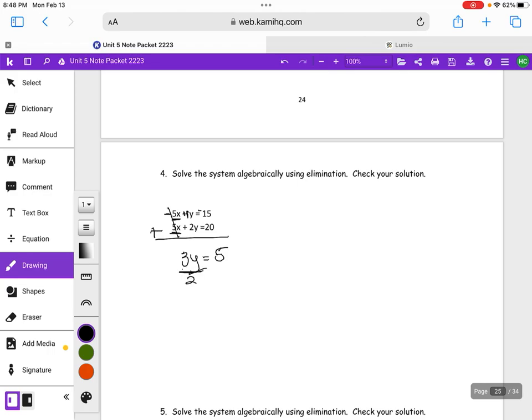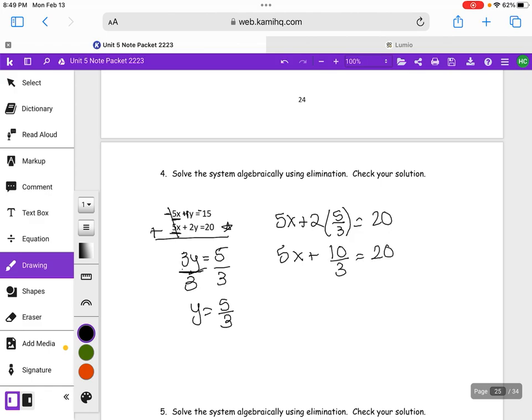Divide by 3, divide by 3, y equals 5/3. Okay, we're not done. We're going to go up and plug that in. So I'm going to plug in this bottom one right here. I have 5x plus 2, not y, but 5/3 equals 20. 5x plus, that would be 10/3 equals 20, minus 10/3 from both sides. I'm going to have 5x equals, let's see, 20 minus 10/3.